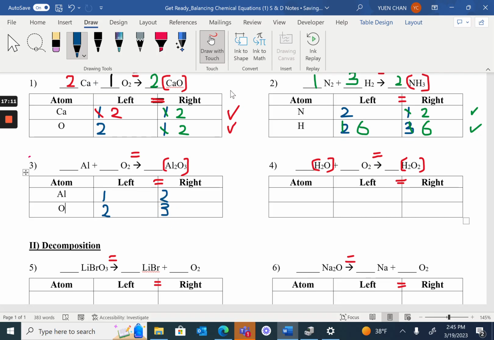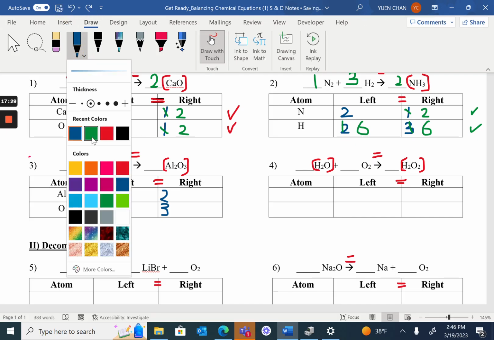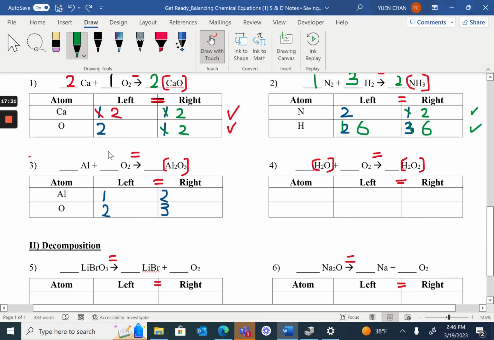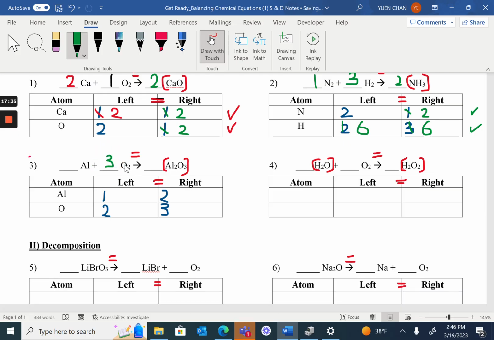So you can see again, I have the same situation. I got 2 and 3. So the best way to do is multiply them to get 6. So I want oxygen, 2 and 3, to be 6. So how can I make the oxygen 6? I have to multiply by 3 to the oxygen. So when I multiply by 3 to oxygen, I make that to be 6.